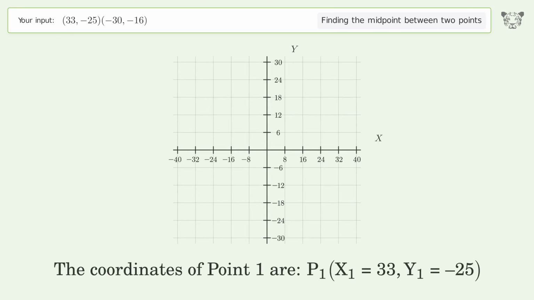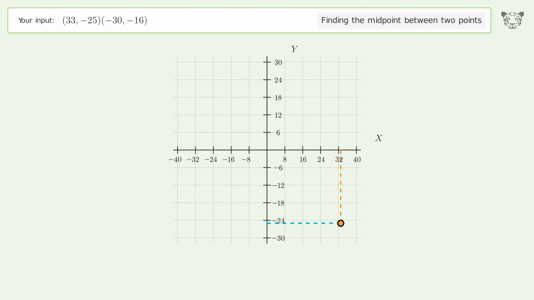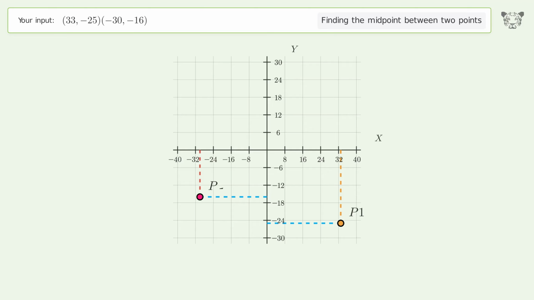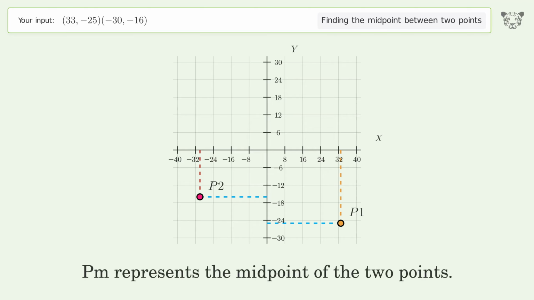The coordinates of point 1 are x1 equals 33, y1 equals negative 25. The coordinates of point 2 are x2 equals negative 30, y2 equals negative 16. PM represents the midpoint of the 2 points.